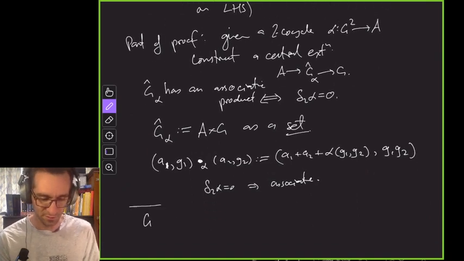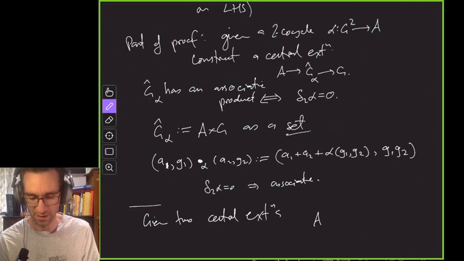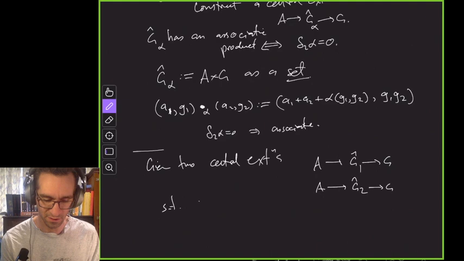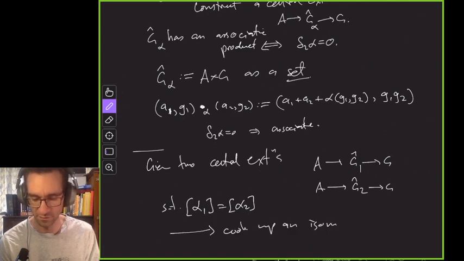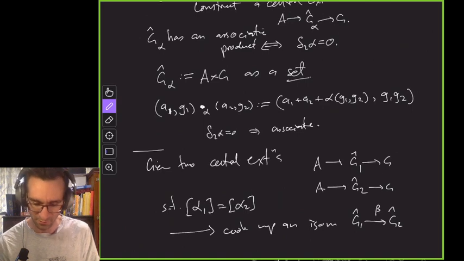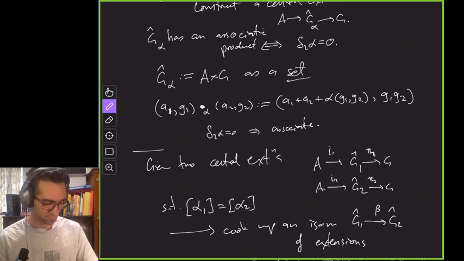The other half of the proof is, given two central extensions, A to G hat 1 to G, and A to G hat 2 to G, such that alpha 1 is in the same cohomology class as alpha 2, you cook up an isomorphism of extensions. So it's compatible with the i's and the pi's and so on. That's 1 by 2. All right.